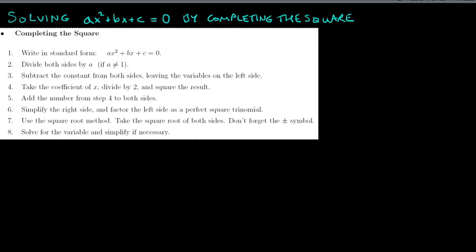Okay, so now we're going to solve a quadratic equation, ax squared plus bx plus c in its standard form, right? So this is the standard form of a quadratic equation by another method. This is called completing the square. And you can see I have the step-by-step procedure for doing that here, and it looks pretty bad, right?